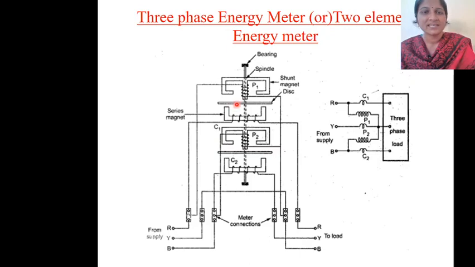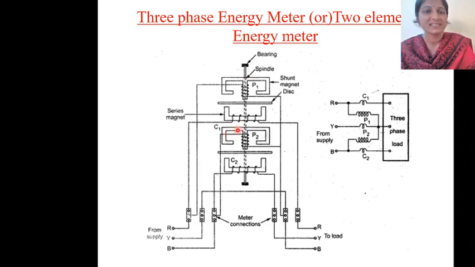As there are two elements, it means two single phases you need to take. One single phase consists of one shunt magnet and one series magnet. In between these two, there is one moving system and also one braking system. One spindle is connected. The spindle is common for both of these elements.